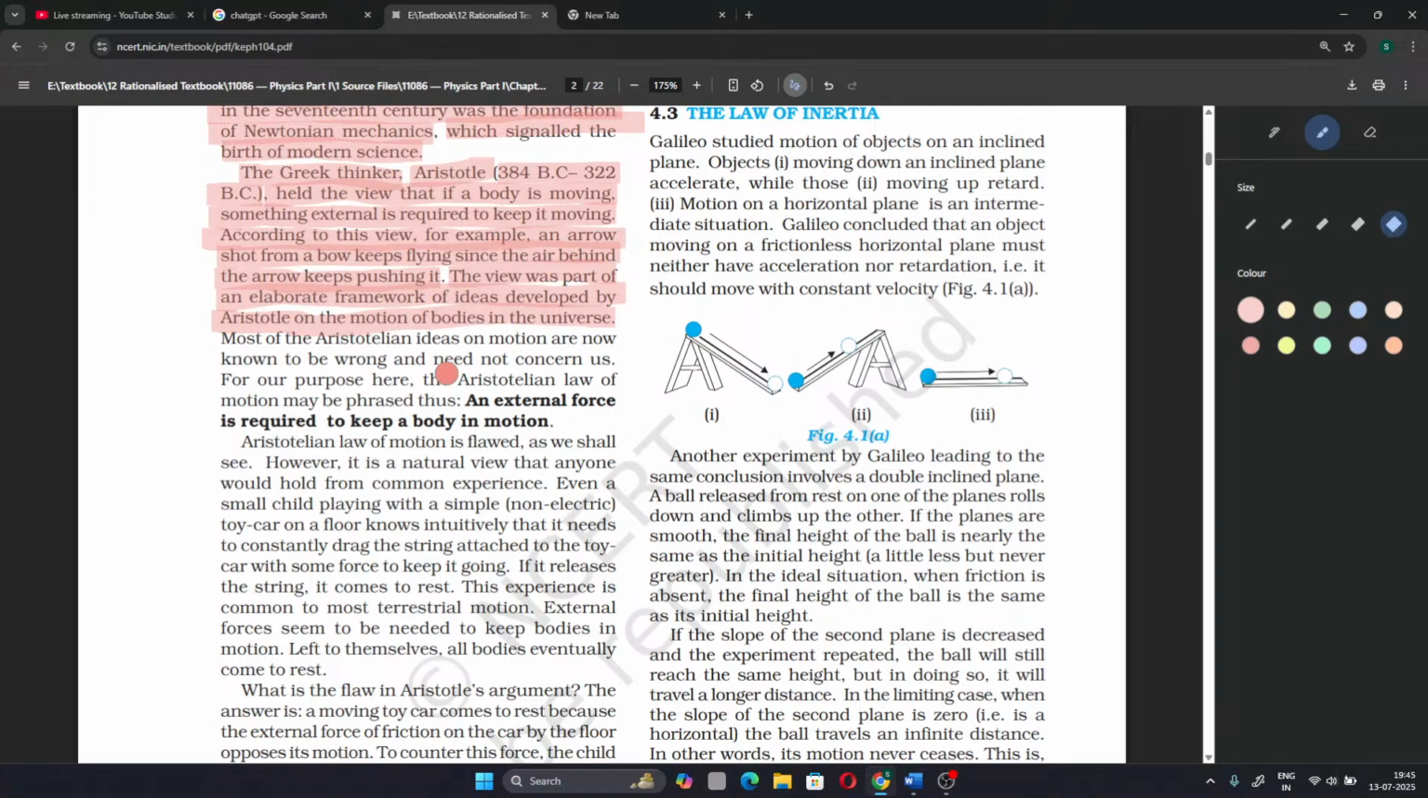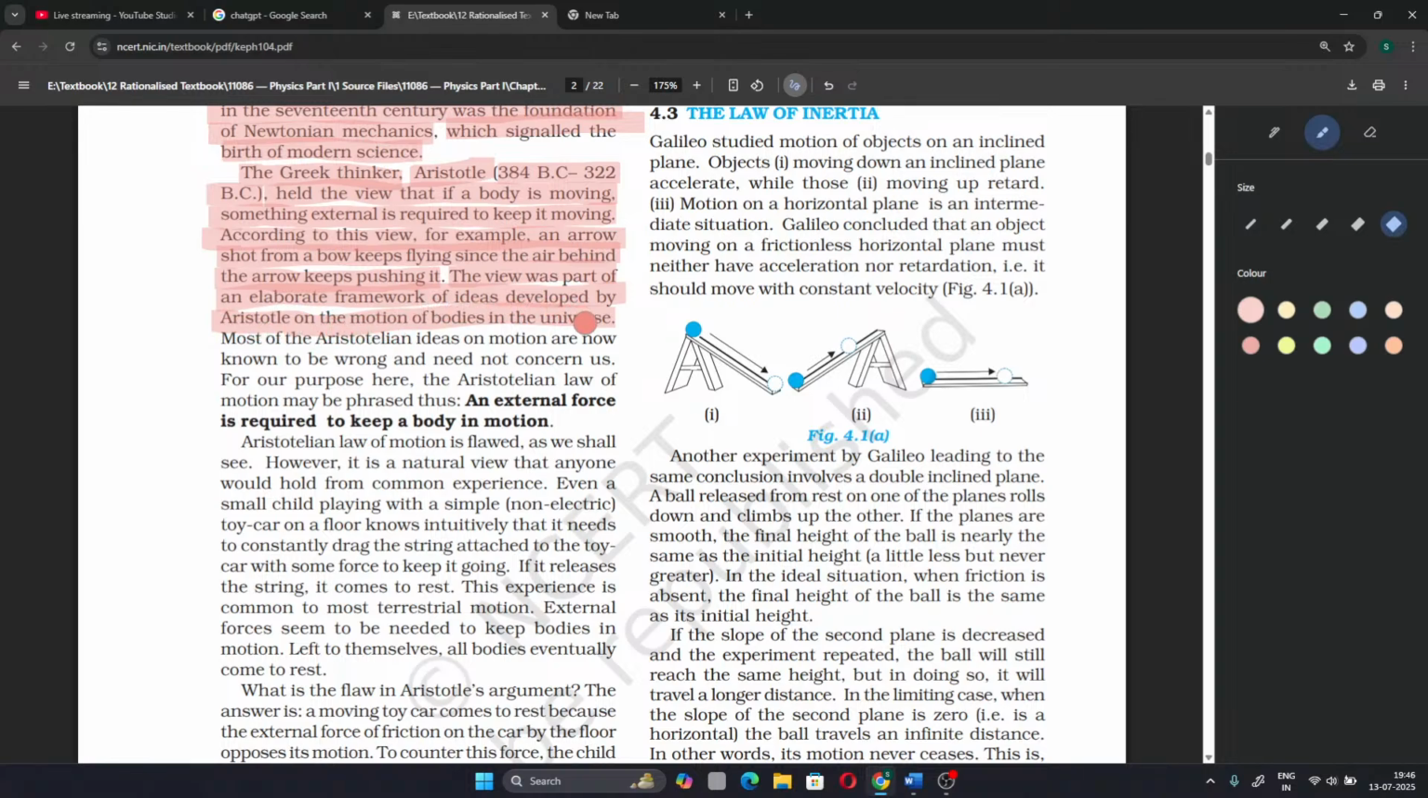But at the time, Aristotle held that for a body to keep moving, something external is needed. An external force is required to keep it moving. That's what he thought. According to his view, for example, an arrow shot from a bow keeps flying since the air behind the arrow keeps pushing it.